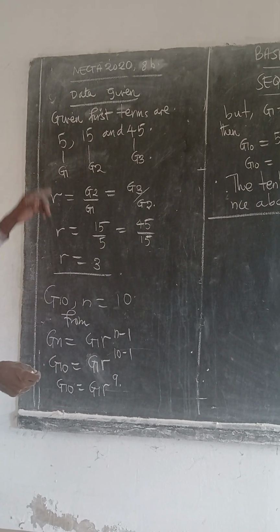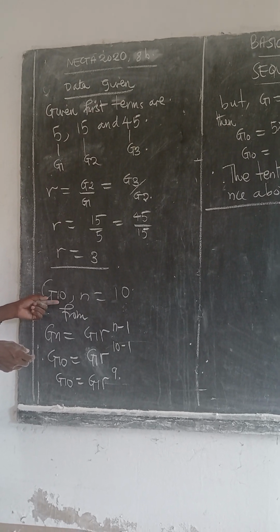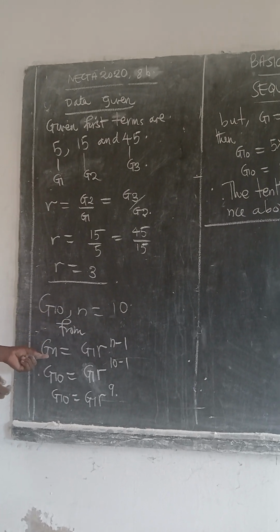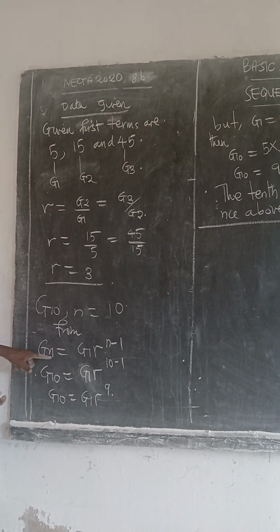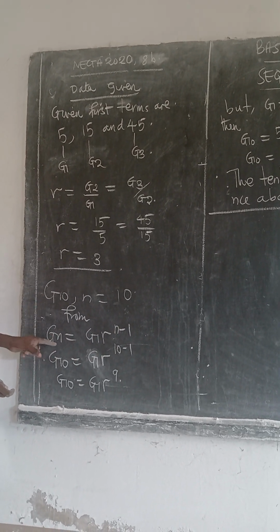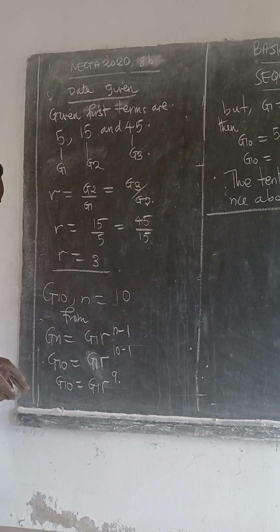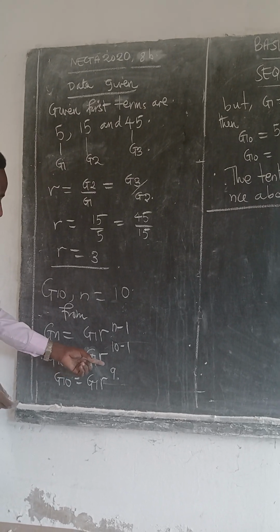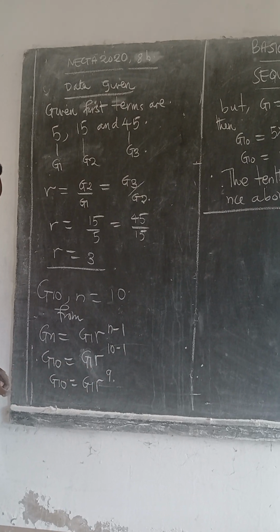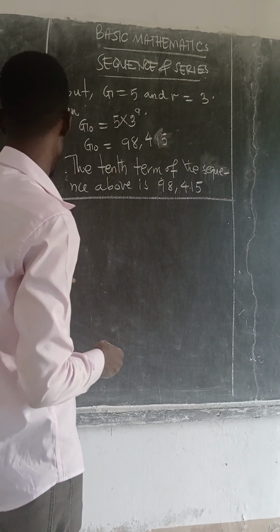Now you are required to find the 10th term, which is G10, so n equals 10. You know that for a geometric progression, Gn is equal to G1 times R to the power n minus 1. So here n is equal to 10. Just substitute in the equation: G10 is equal to G1 times R to the power 10 minus 1, you obtain G1 times R to the power 9.